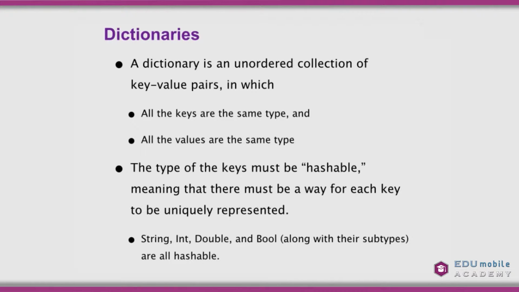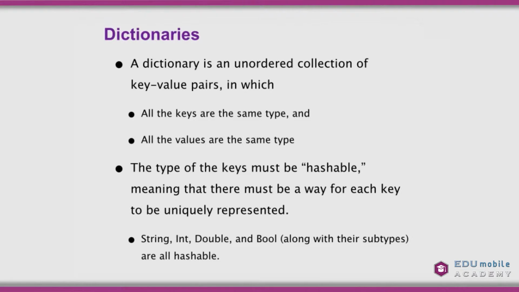Now we know this. We know Objective-C has NSDictionary, which looks something like this. And in NSDictionary, all the keys have to be different. The restriction in Swift is that the types of the keys must be hashable. Hashable means that there's a way for each key to be uniquely represented.